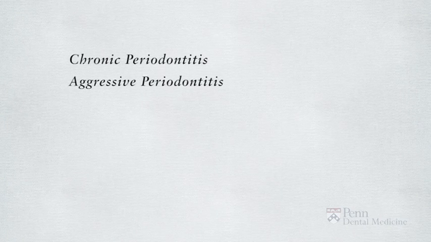There are two types of periodontitis: the chronic periodontitis, which can be localized to one area of the mouth or generalized, and we also have a group of very aggressive periodontal diseases, which also can be localized and generalized. The difference between the chronic and the aggressive condition is that the progression is much more rapid in the aggressive type, and the onset is at a much earlier age.